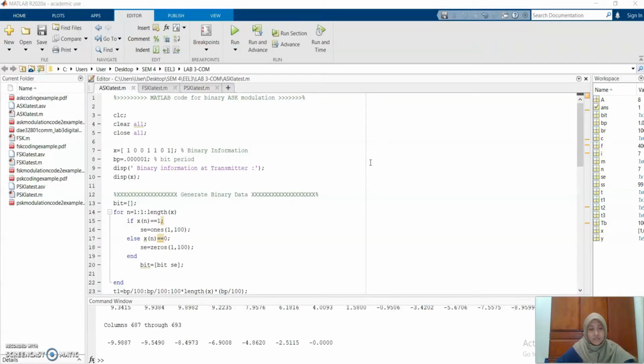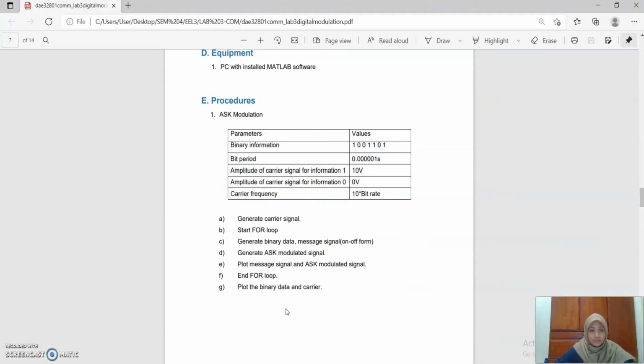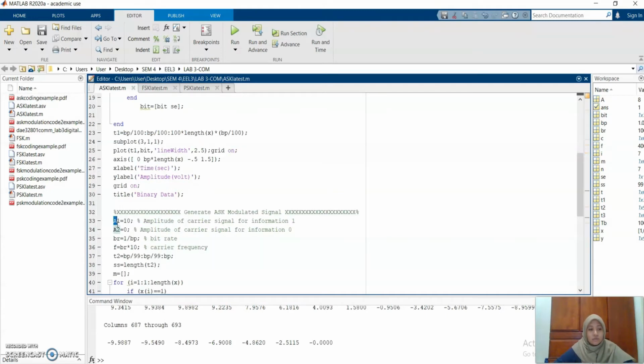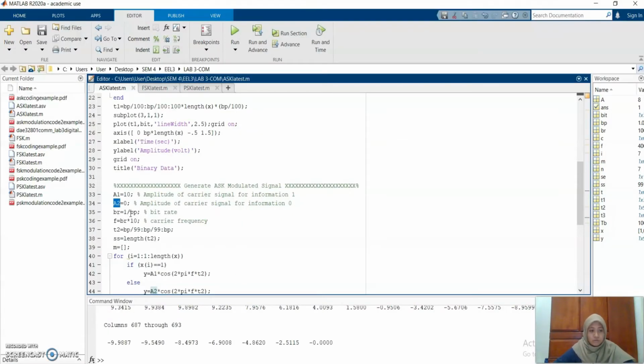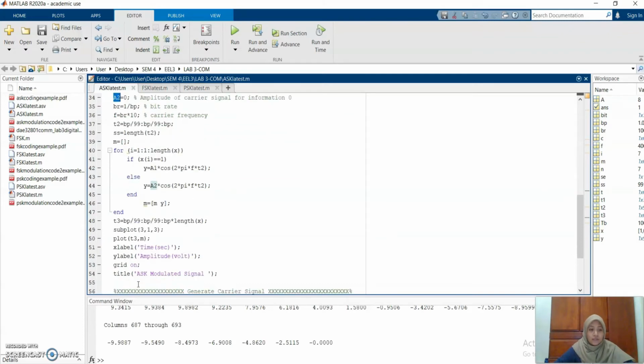First, to get the ASK modulated signal, we need to generate binary data. So X is equal to 1001101. The values for X and BP are already given in the lab sheet: the binary information and the bit period. Next, generate the ASK modulated signal. The values for A1 and A2 are also given in the lab sheet: for information 1 it is 10 volt, and for information 0 it is 0 volt. BR, which is the bit rate, is equal to 1 over BP. F is the carrier frequency for this ASK modulated signal, equal to BR multiplied by 10. And we will get the ASK modulated signal.